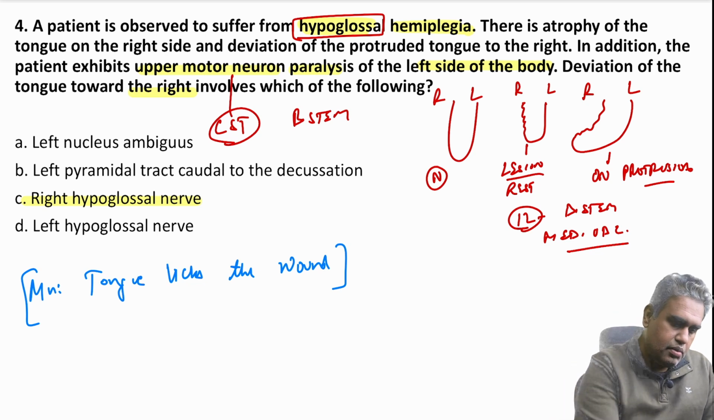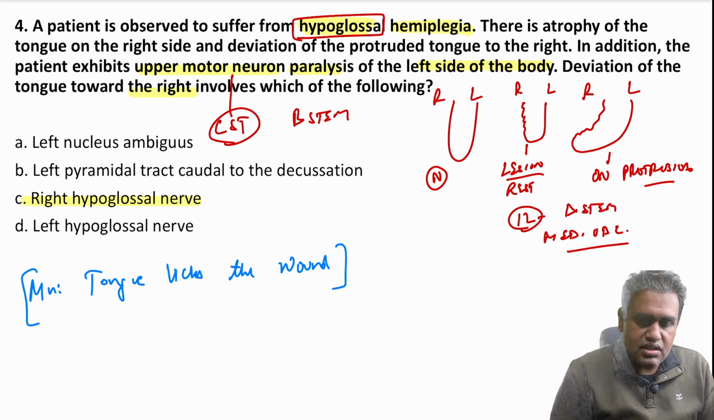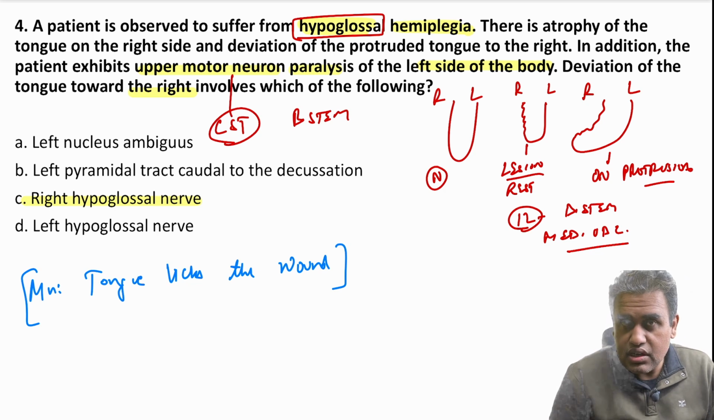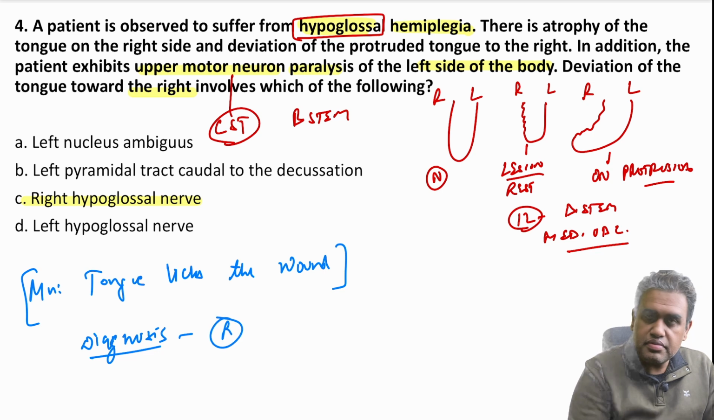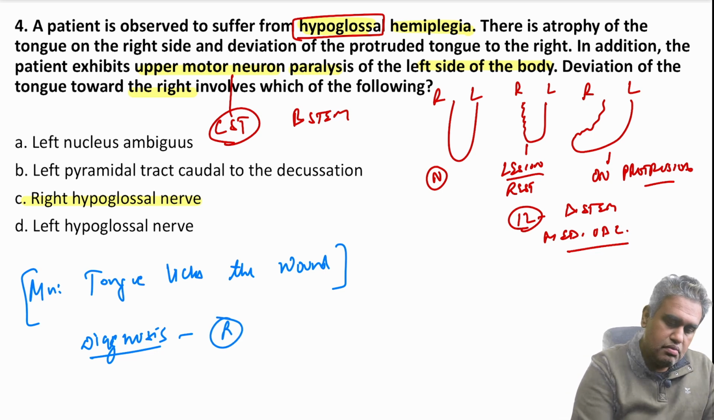But if you think about this question a bit in detail, what is this whole question? Hemiplegia भी हो रखा है इसको. This question basically, the tongue is going to the right side, so the diagnosis over here would be right-sided medial medullary syndrome, याद रखो.